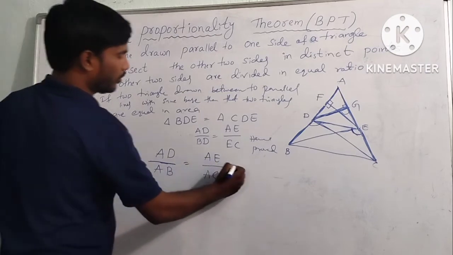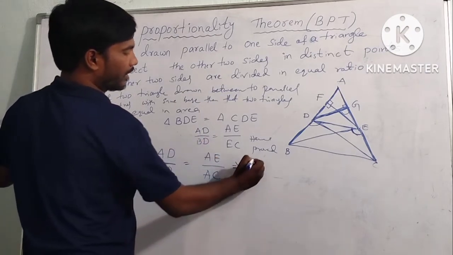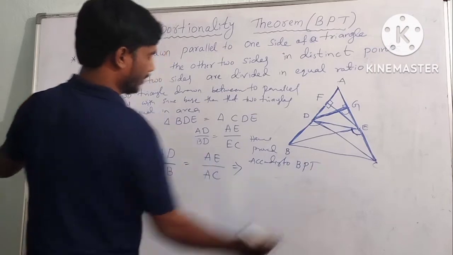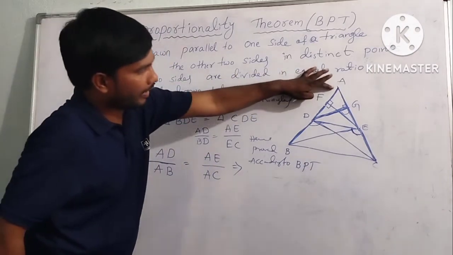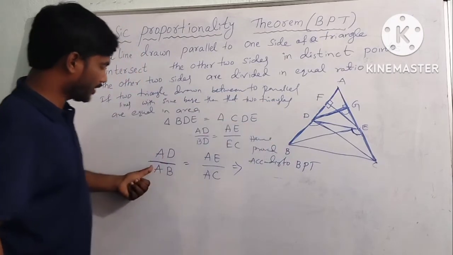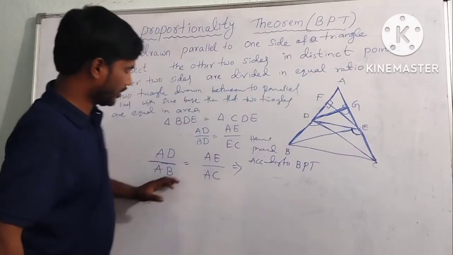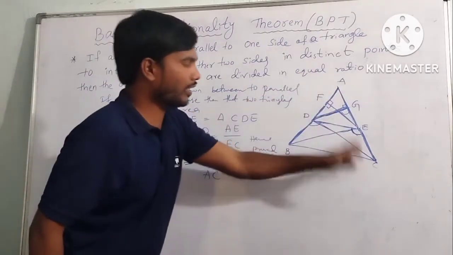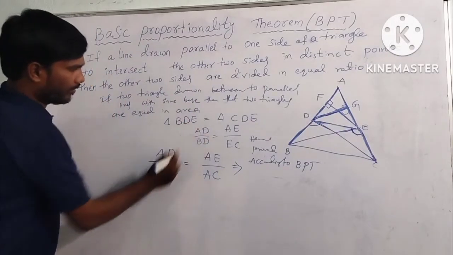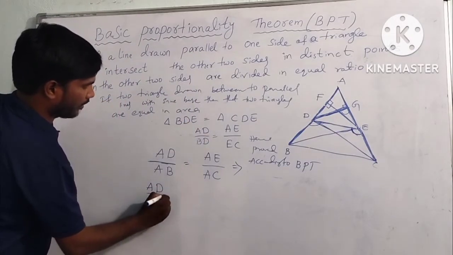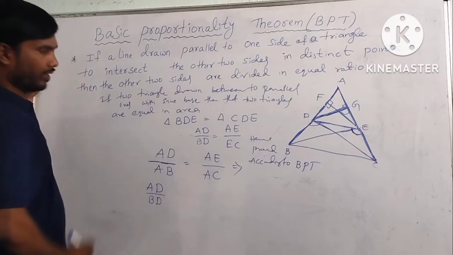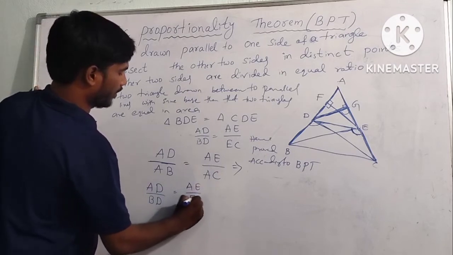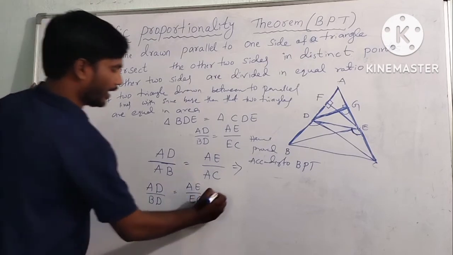So how will we prove it? Already from the BPT, according to the basic proportionality theorem, initially we took AD by DB, but what is asked now? That upper part by total side AB is equal to upper part AE by total AC is asked. So already what we have, AD by BD is equal to AE by EC. So these two are equal, then we can write their reciprocals also equal.